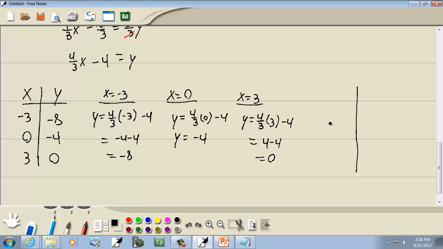And let's graph this. So negative 3, negative 8. 2, 3, 4, 5, 6, 7, 8. Be right there. 0, negative 4. Be right there. And 3, 0 be right there.